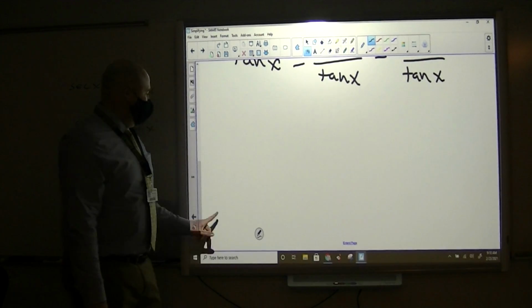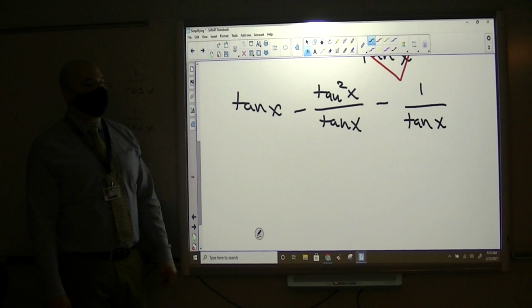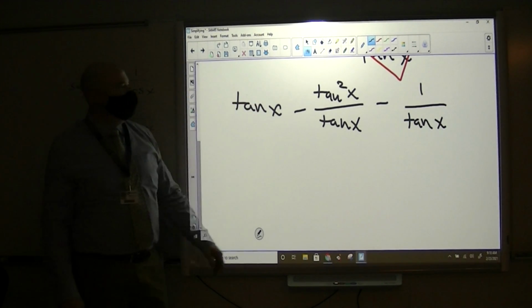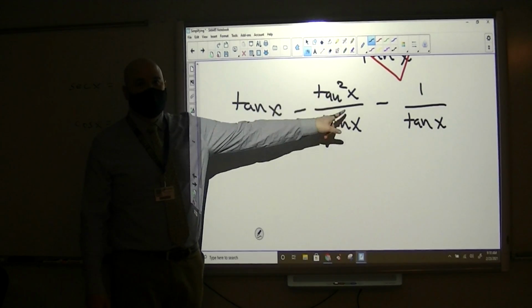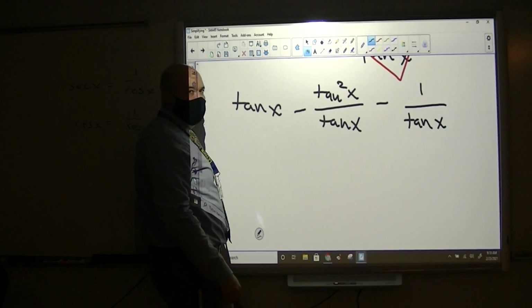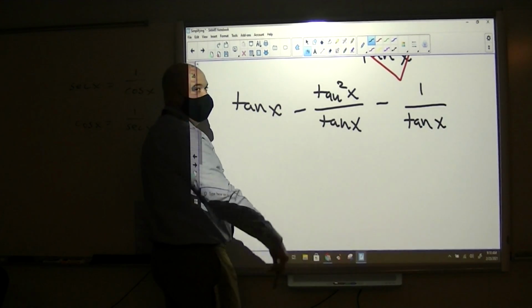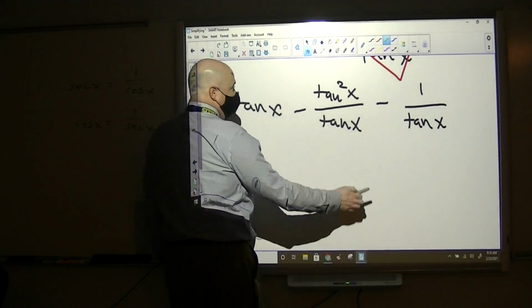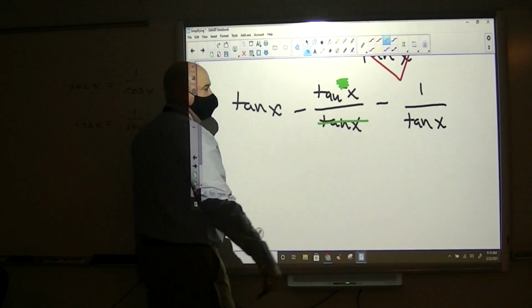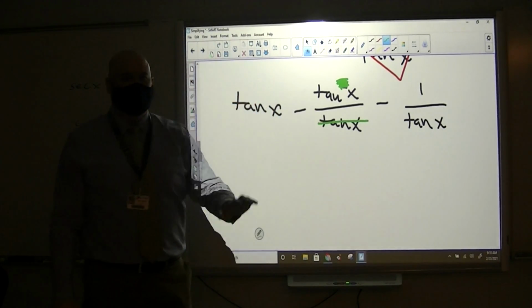Now, we can do one more thing to simplify this. Right? So we've decomposed. Tangent is tangent. But tangent squared over tangent, this is tangent tangent over tangent, which would imply that I could cancel this with one of these. See what I'm doing there? It's not tangent, tangent anymore. There's just one tangent on the top.